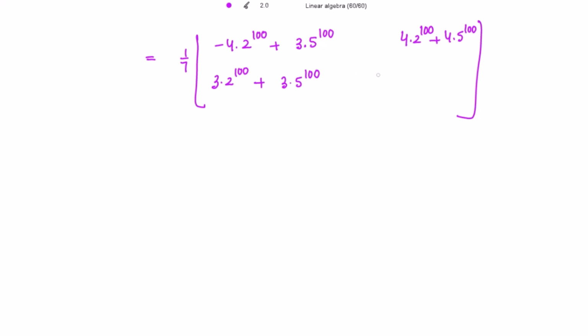And similarly writing the last one, 4 into 5 power 100 minus 3 into 2 power 100. That doesn't matter if you interchange. So this is how we get the value of A power 100.